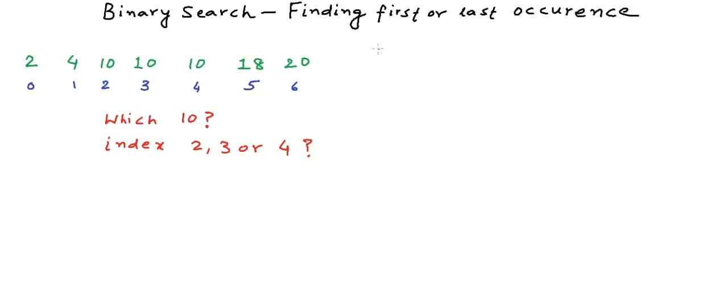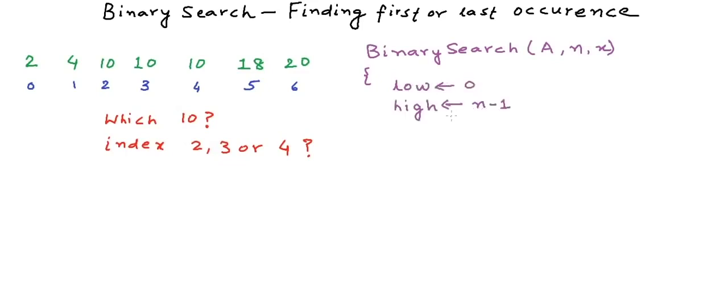Okay, so let us first write the basic implementation that we had written previously. I'll quickly write a method binary search that takes 3 arguments: array A, its size n, and the element to be searched for x. We will initialize 2 variables, low and high, to 0 and n-1 to mark the segment of the array in which x is probable to lie.